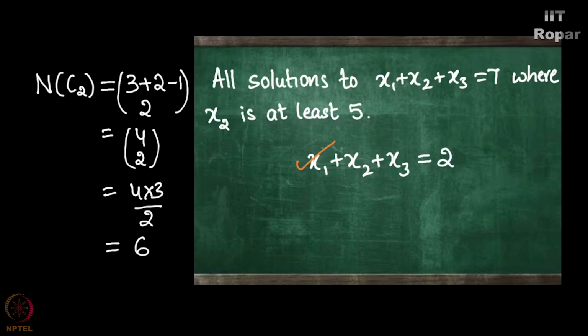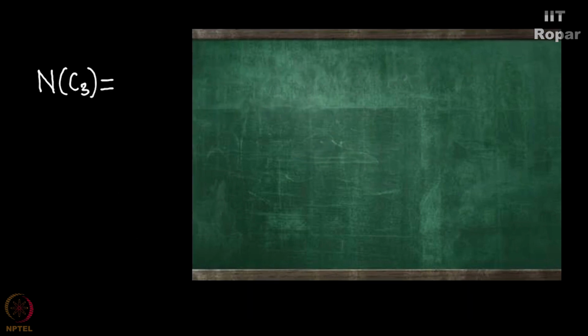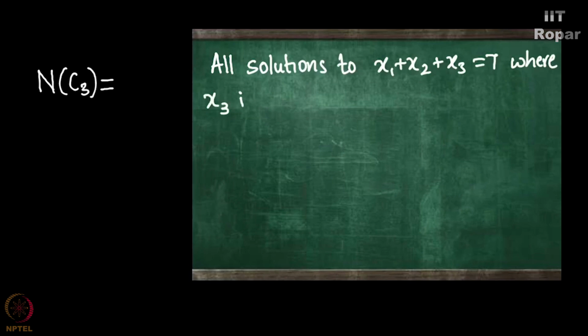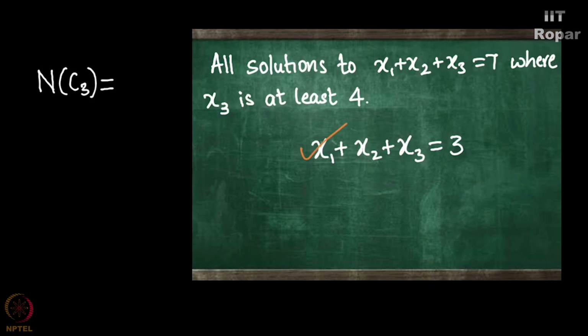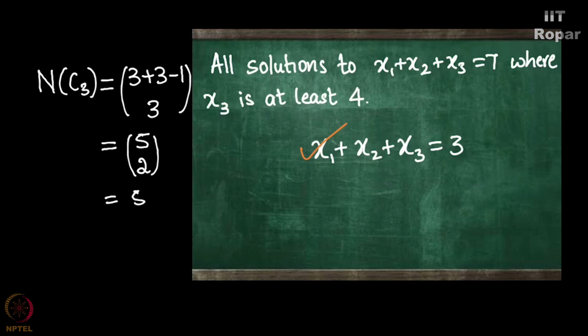Now, following the same for C3, the solutions where x3 is at least 4, we have to find out n of C3. It is the same thing as asking the solutions to the equation x1 + x2 + x3 = 3. It is (3 + 3 - 1) choose 3, which is 5 choose 2, which is 5 into 4 by 2, which is nothing but 10. Now that we have calculated n of C1, n of C2 and n of C3, we move ahead.